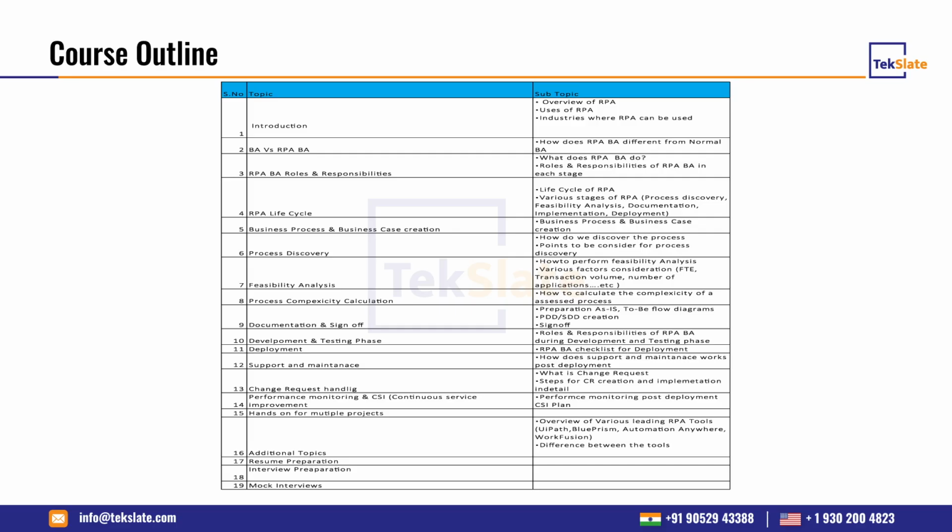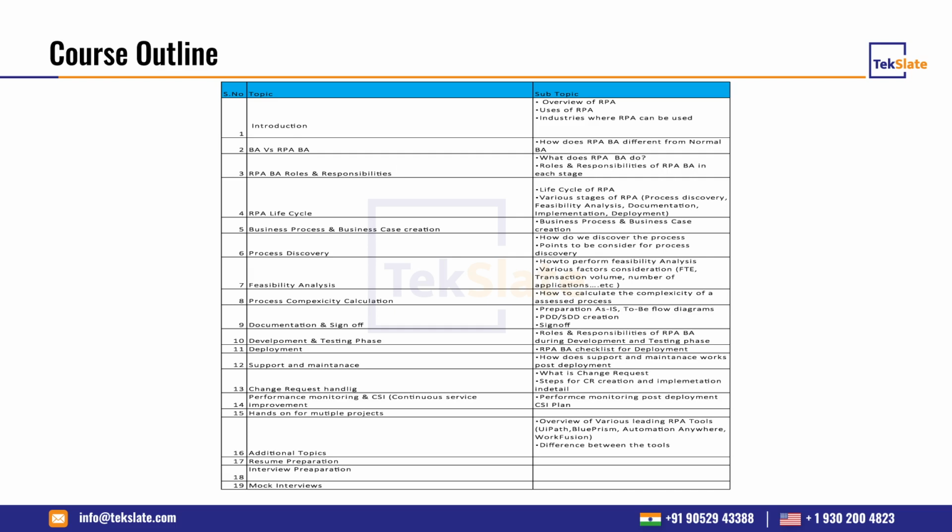This is the course content, the course outline of RPA BA. First, what is the introduction: what is the overview of RPA, what are the uses of RPA, and the industries where RPA can be used. This is a course which we have prepared for RPA BA. And as a real time experience guy, these are the day in day out activities that an RPA BA does. And what are the roles and responsibilities of an RPA BA? Then the RPA life cycle, there are 5 to 6 stages in RPA, that we are going to cover as part of this course.